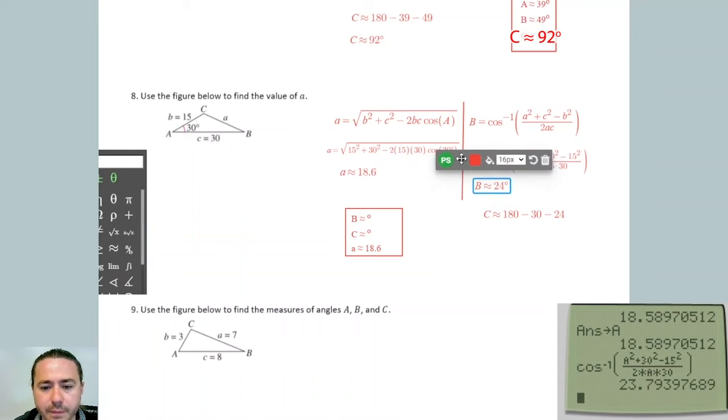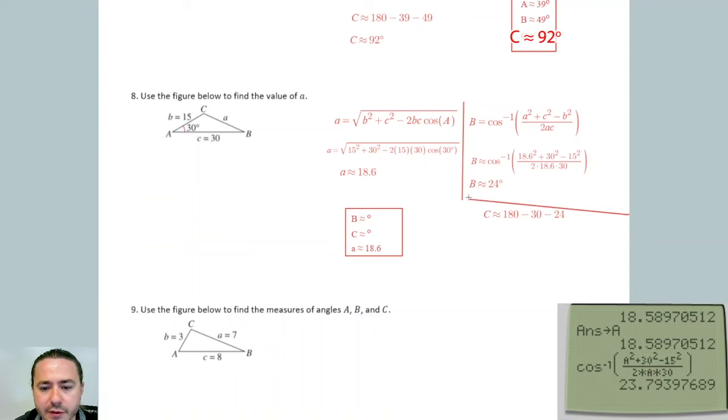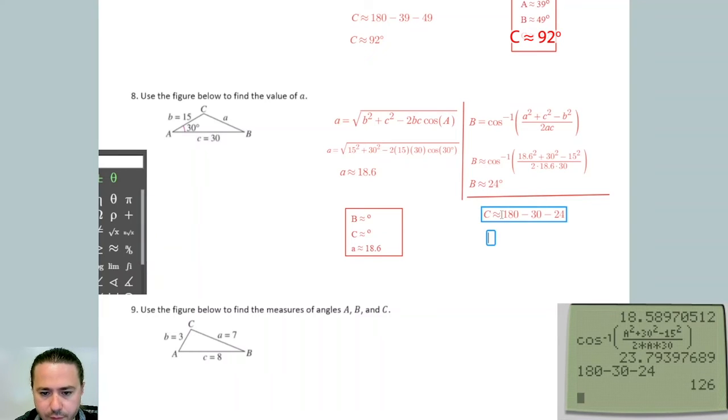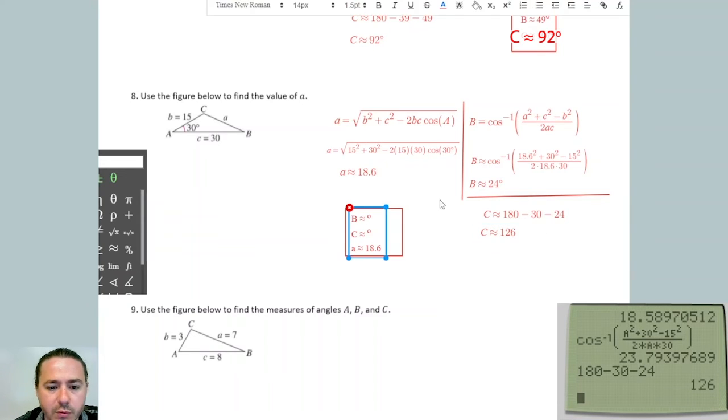So angle C is going to be 180 minus 30 minus 24. Okay, so then we get angle C to be 126. All right, so angle B, we said was about 24 degrees. Angle C was about 126.